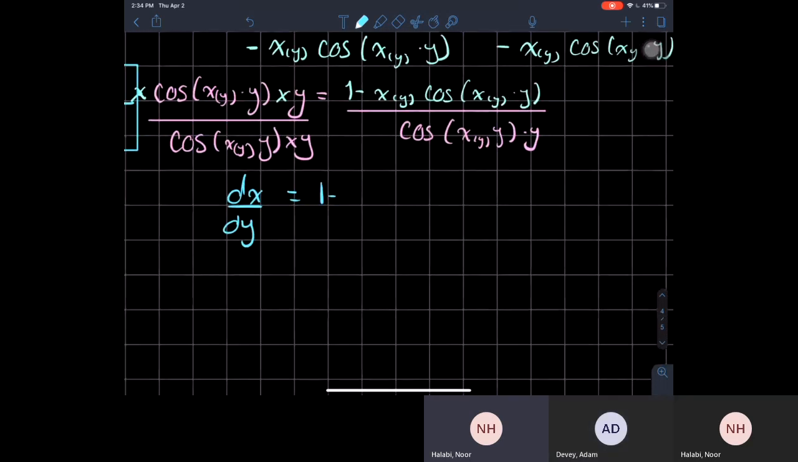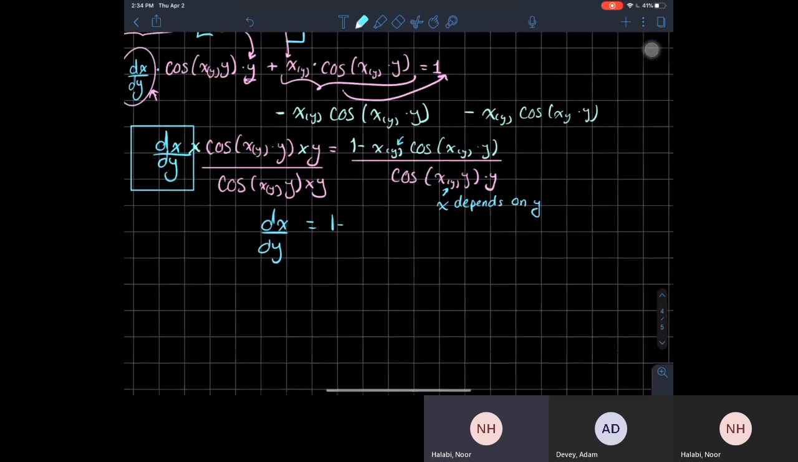Before I finish writing this sentence, I want to remind you that these are not used in calculation. All they mean is that x depends on y. So I can just get rid of them when I'm writing the solution. I don't really have to write them. It's just for reference. So it's 1 minus x cosine xy over y times cosine xy.